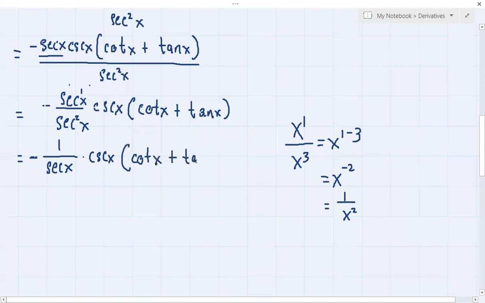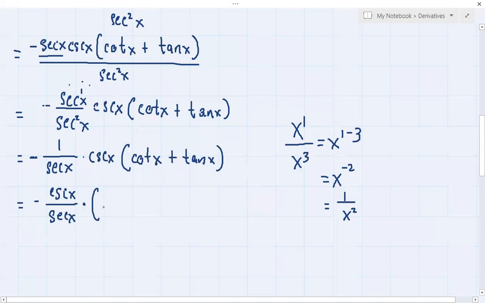I hope naiintindihan niyo kung anong ginawa ko rito sa secant x. Okay? I think I've already discussed this type of cases sa mga previous videos. So please watch it. Kasi na-discuss ko to sa mga videos katulad nito. Okay? Anyways, let's proceed. So ito, let's simplify pa. 1 all over secant x times cosecant x. Of course, this would be negative cosecant x all over secant x.